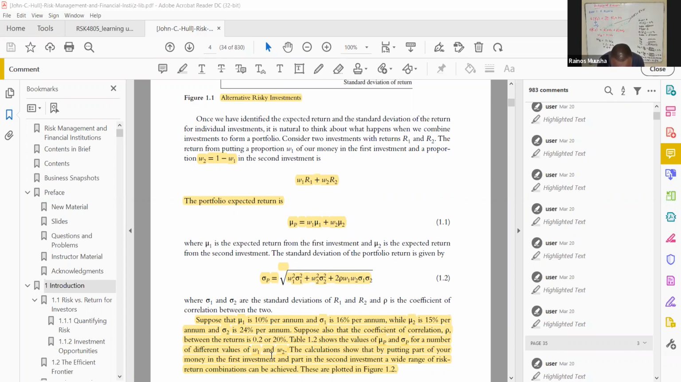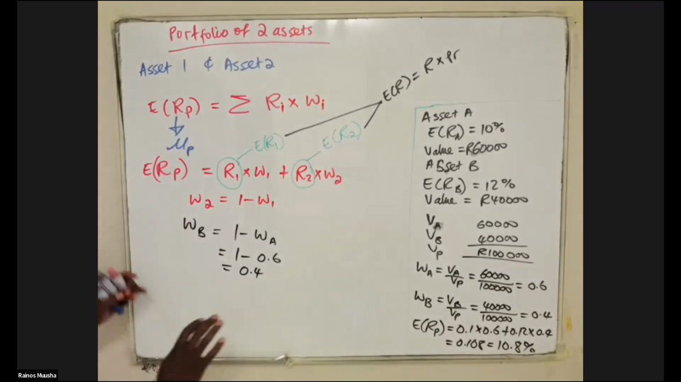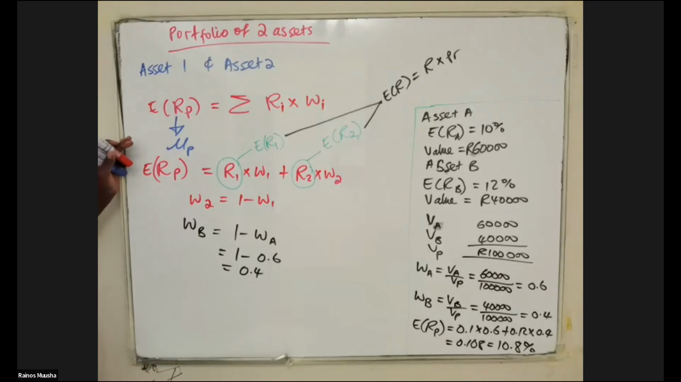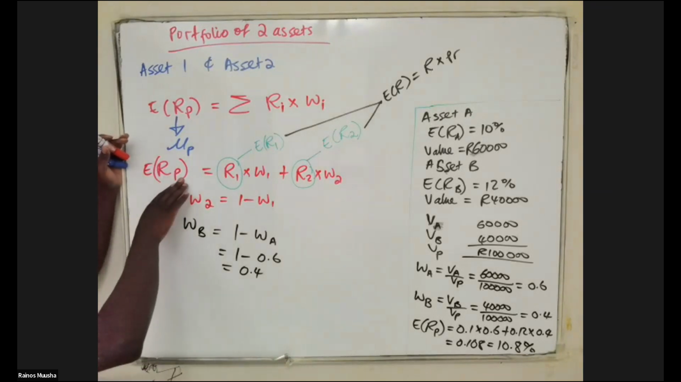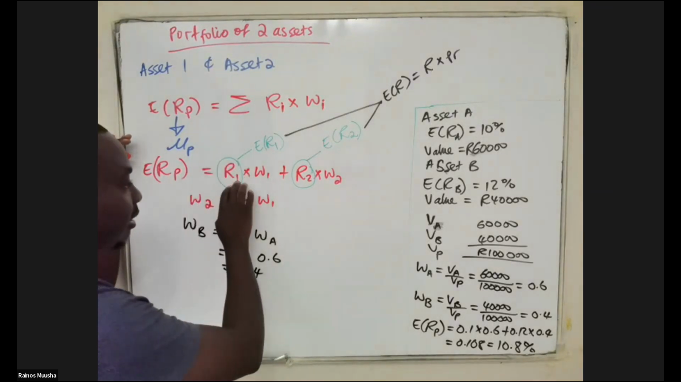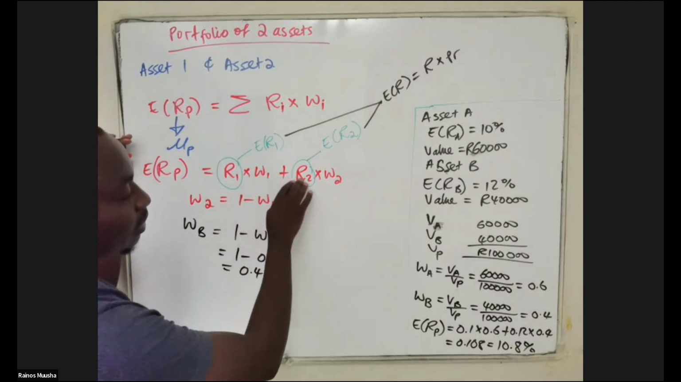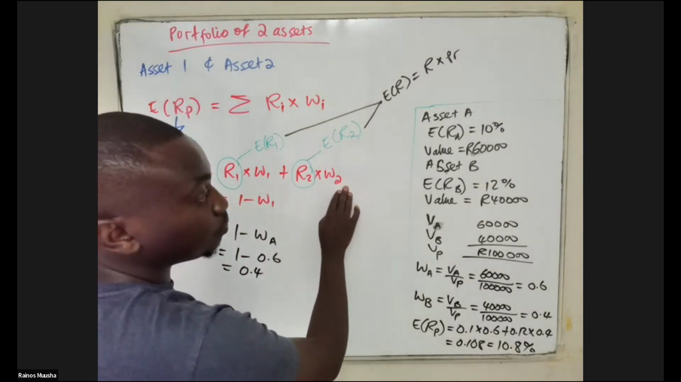Table 1.2 shows the values and the number of different values of weight of asset 1 and 2. So the calculations show that by putting part of your money in your first investment and part in the second investment, a wide range of risk-return combinations can be achieved. So far, we have seen that for a two-asset portfolio, the expected return is given as the return of asset 1 times the weight of asset 1 plus the return of asset 2 times the weight of asset 2.